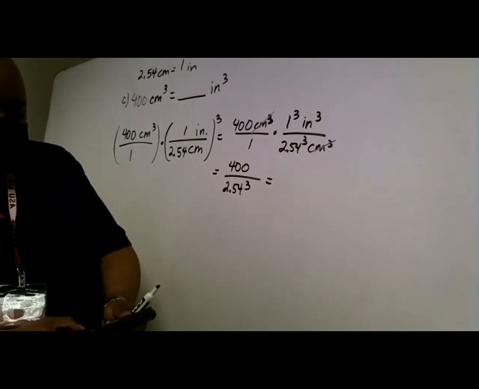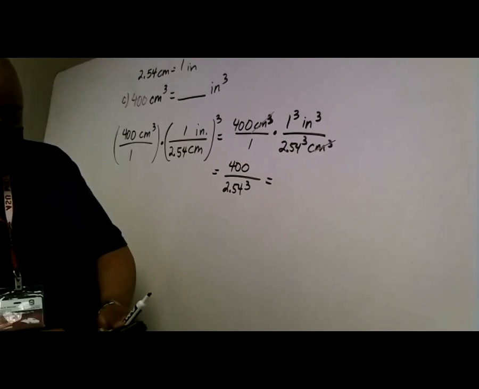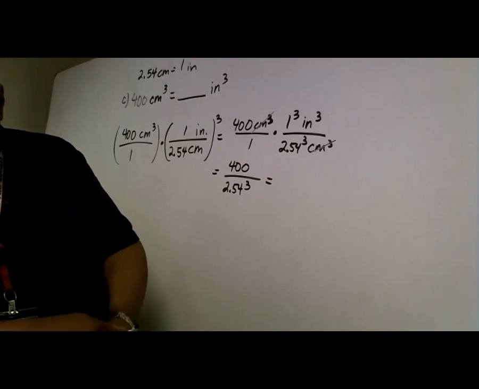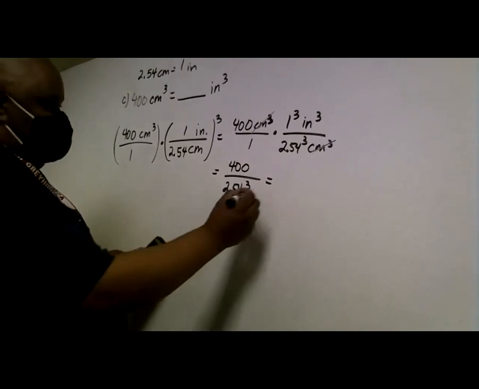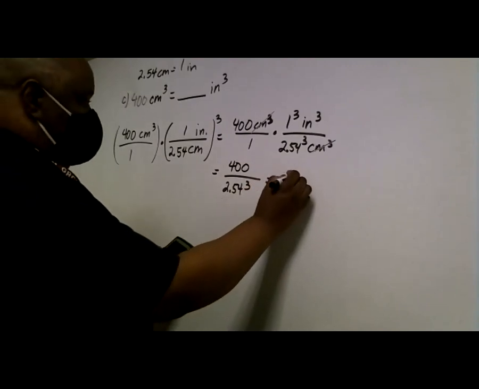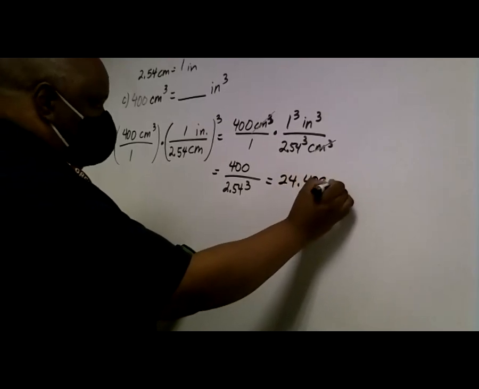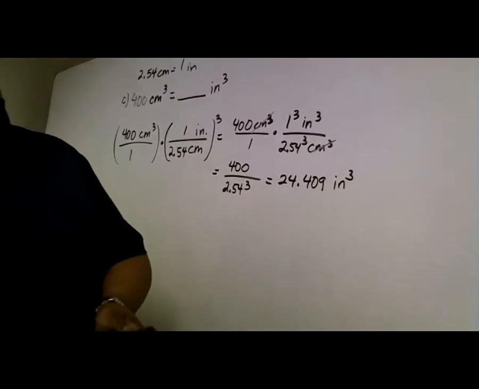So if I do 400 divided by 2.54 to the third, to 3 decimal places, this would be 24.409. And this will be in cubic inches.